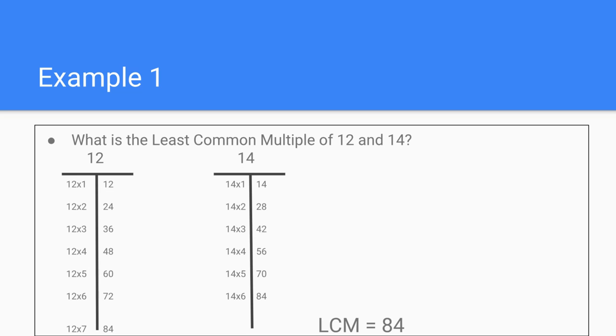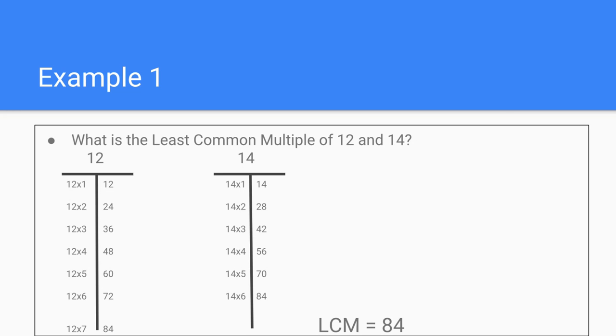It's 84. And sometimes we get lucky and the numbers occur really close to each other. Sometimes they do not. So you constantly have to be checking back in both lists to see if there has been anything in common yet. And for a lot of students, they say this is a lot of writing, this is a lot of work. And sometimes it's worse than this. You might have to go 15 or 20 numbers into a list before you find something in common.